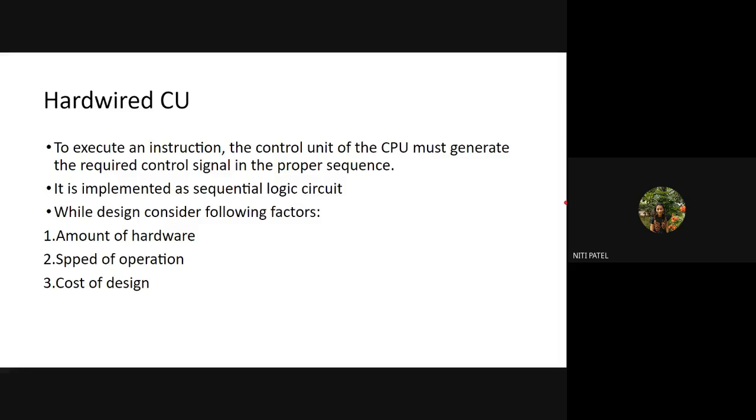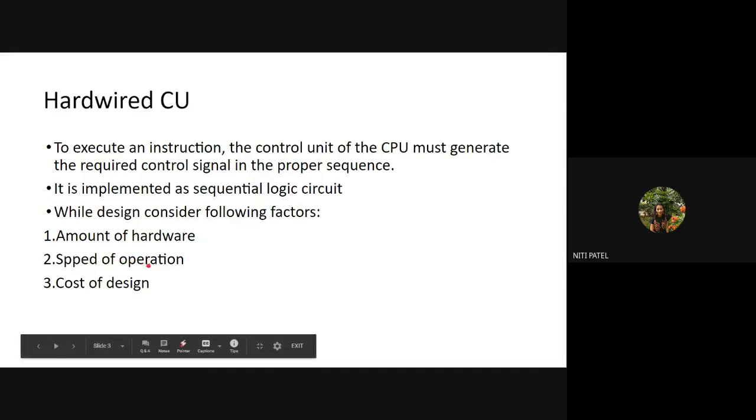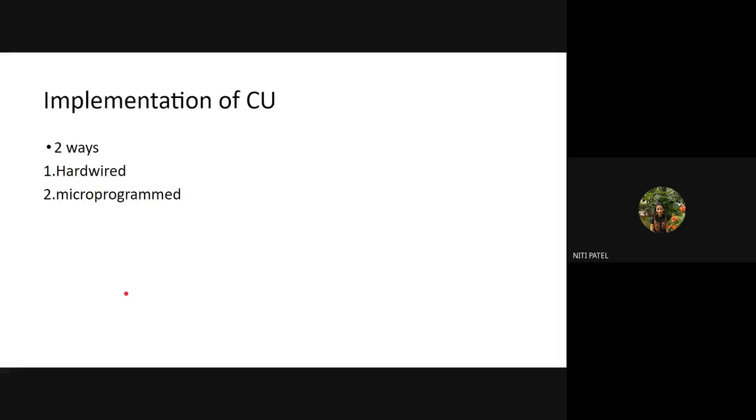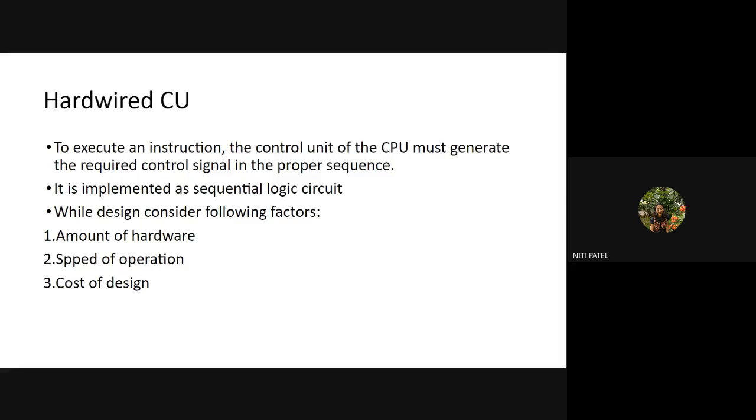But when I am designing the control unit, and if it is a hardwired type of design, what things I have to consider is how much hardware will I require to design that control unit, what should be the speed of operation, and what should be the cost of design. So when we are studying design of control unit, and if I am selecting a hardwired way, I should see what hardware will I require. Second, I have to also see at which particular speed that hardware is operating. And third, I also have to see what is the cost of my entire design.